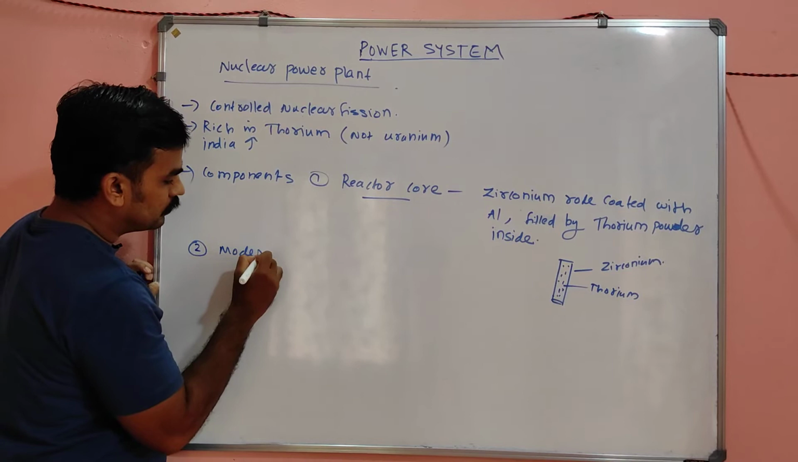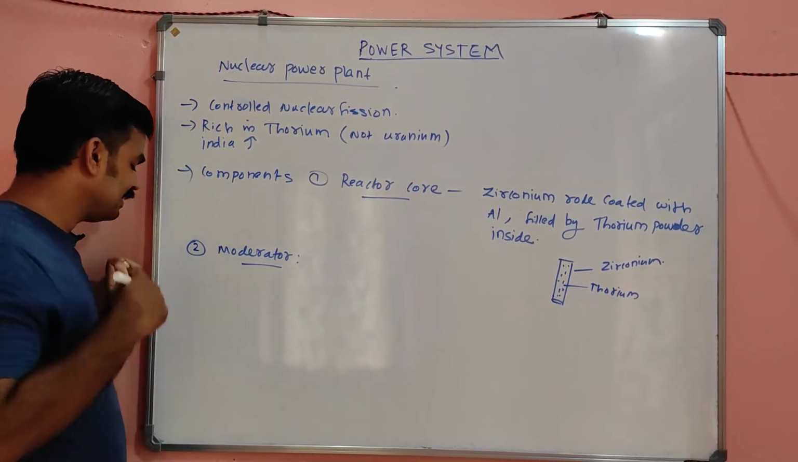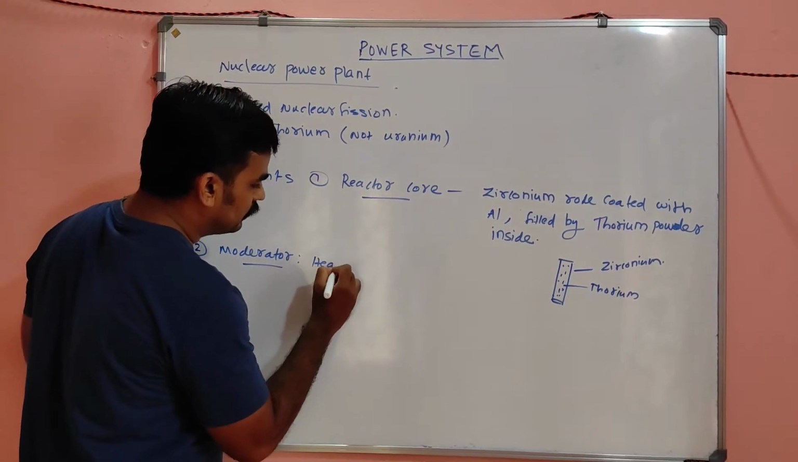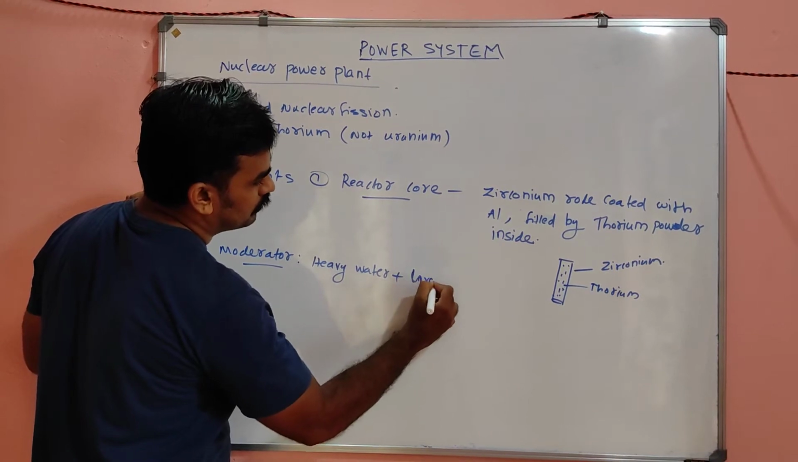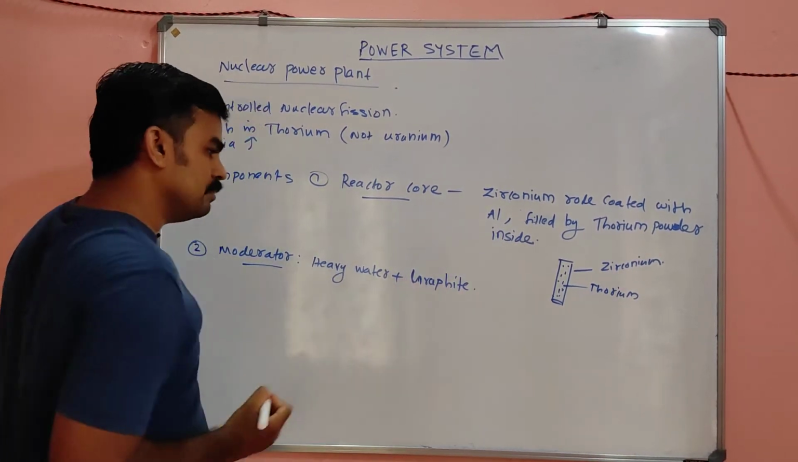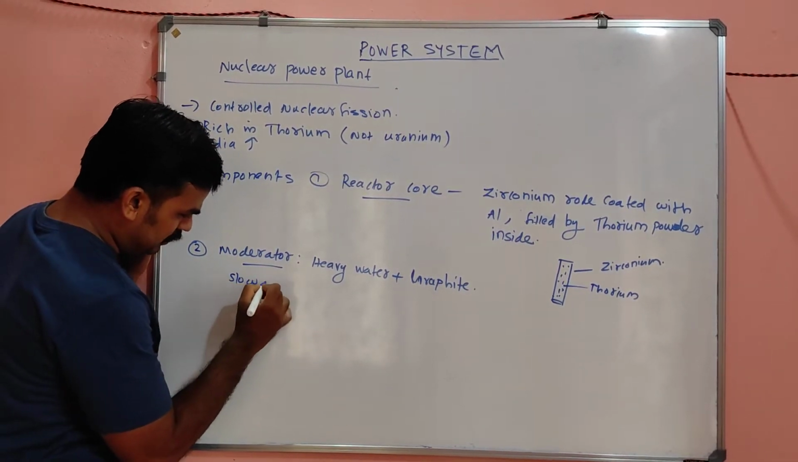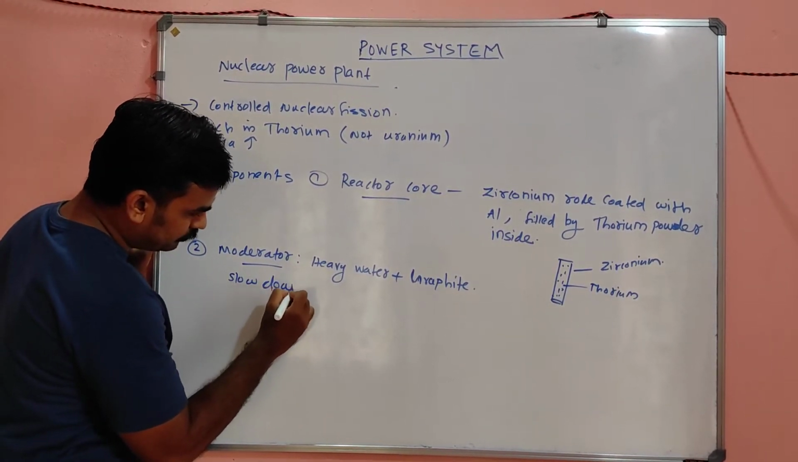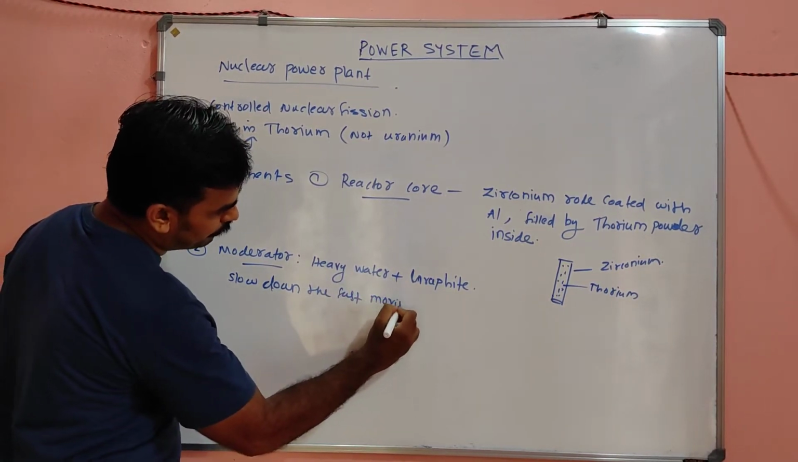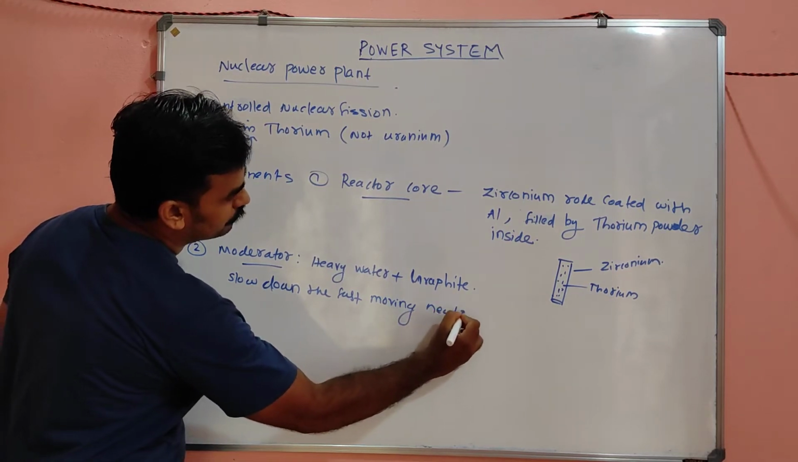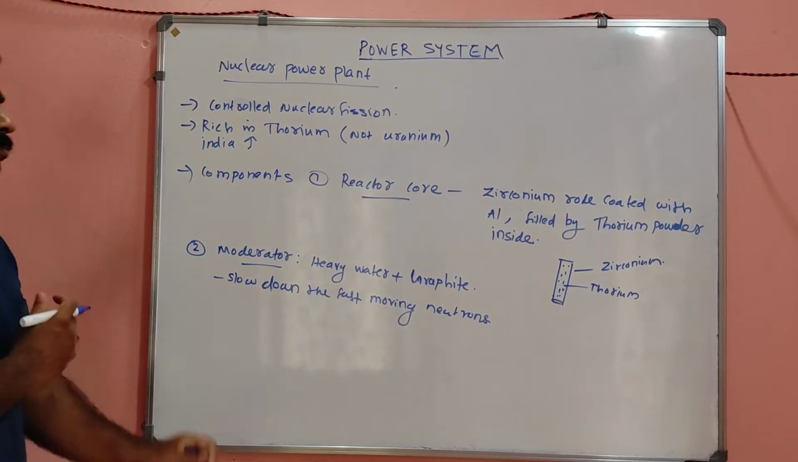And moderator. Heavy water plus graphite is used as the moderator. The function of the moderator is to slow down fast moving neutrons. You all know this, right? That is the moderator.